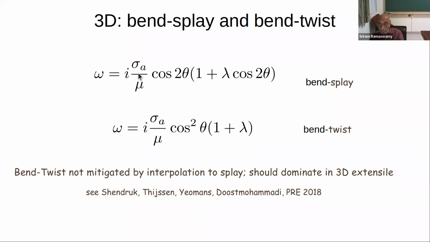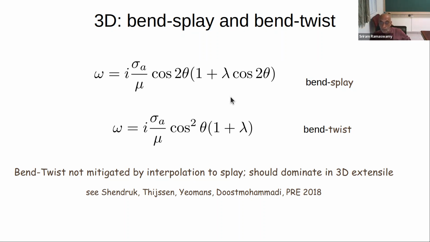For a given sign of the active stress, you will always go from a range of angles in which there is an instability to a range of angles in which you are free from the instability, because cosine 2 theta changes sign at 45 degrees. The bend twist mode is always unstable for pusher swimmers, no matter how wide, at what angle you go to.